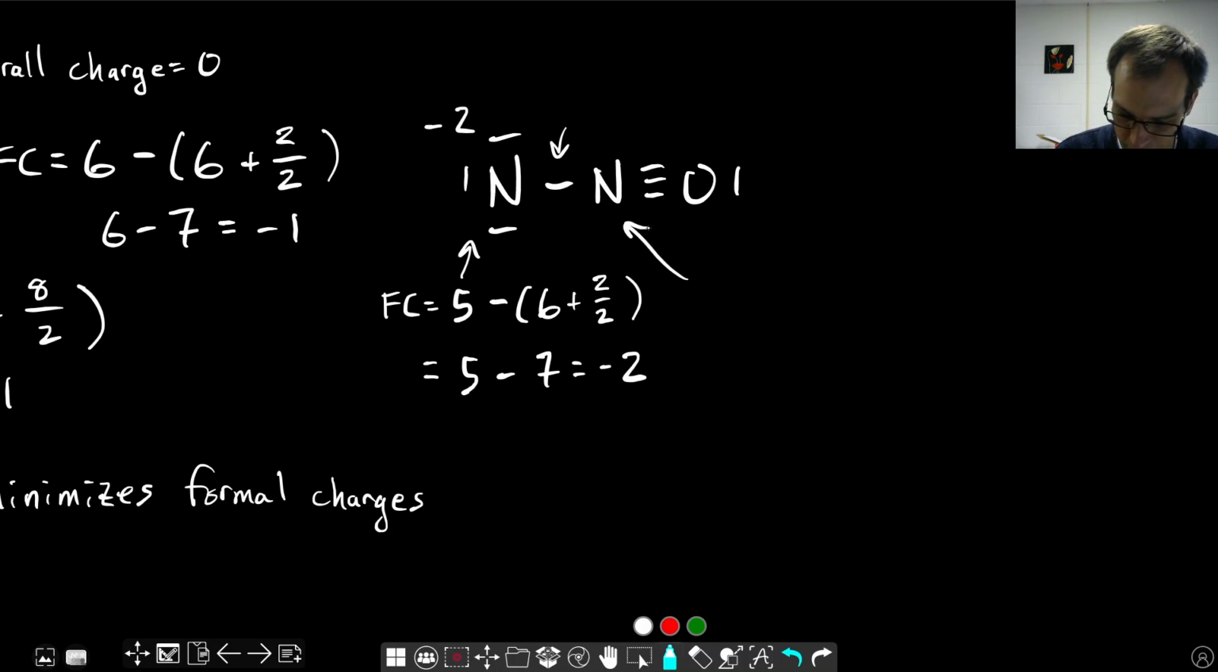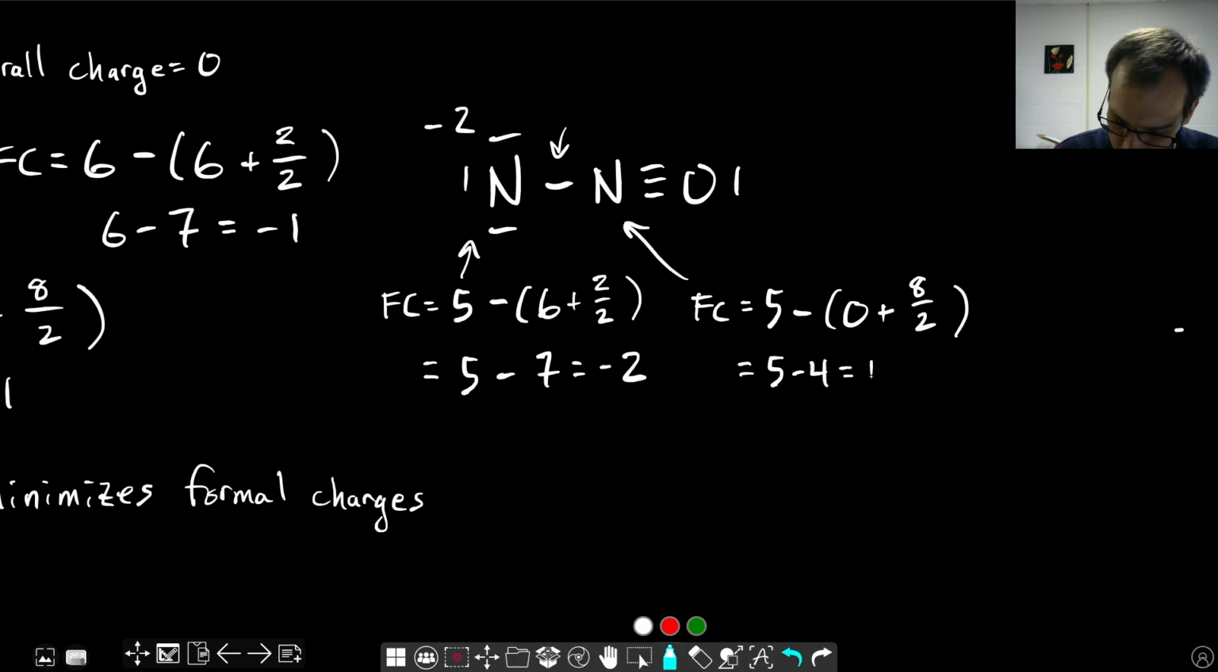So we have a formal charge equal to 5 minus 0 non-bonding electrons. This is going to look the same. Sorry, not 4, but 8 over 2. It is 4, but 8 total bonding electrons divided by 2. We're pretending they're equally shared. That gives us 5 minus 4, so it's the same as our previous structure. We get a plus 1 here.